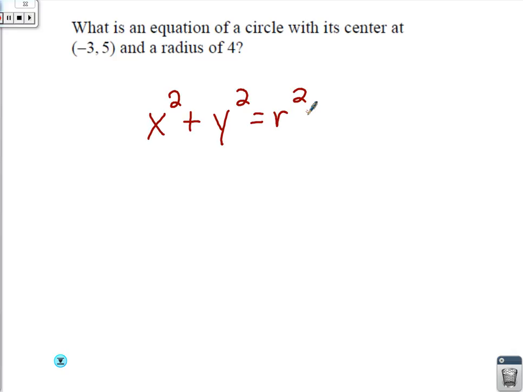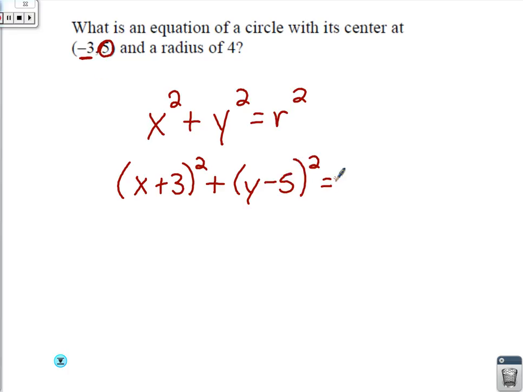This circle has been moved. Let's see if you remember how to move circles. If I want to move my circle from 0, 0, I want to move it left 3. Hunter, do you remember what I put in for the x? Plus 3. The opposite of that. And Hunter, if I want to move my y value up 5, minus 5.